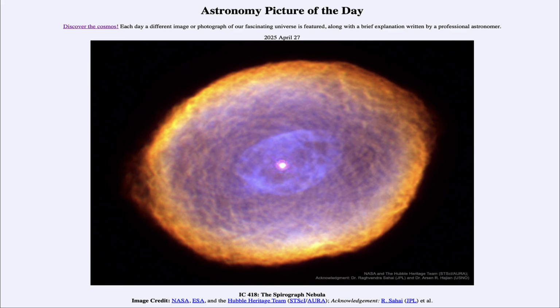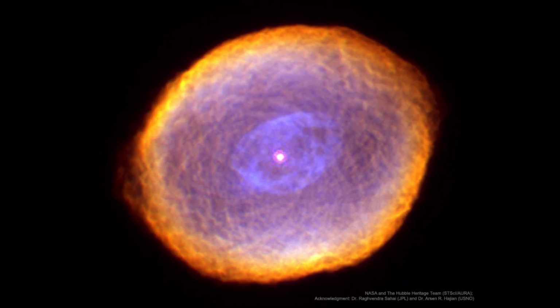Today's picture for April 27th of 2025 is titled IC 418, the Spirograph Nebula. So what do we see here? Well, this is an example of a planetary nebula, and it's known by its catalog designation of IC 418, also known as the Spirograph Nebula, for the distinct patterns within it, as with the similar cyclical drawing tool of the same name.